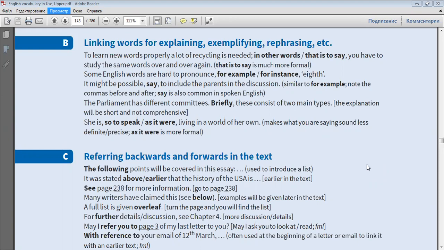To learn new words properly, a lot of recycling is needed. That is to say, you have to study the same words over and over again. That is to say, is much more formal.